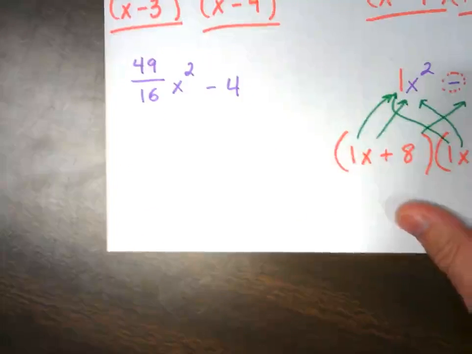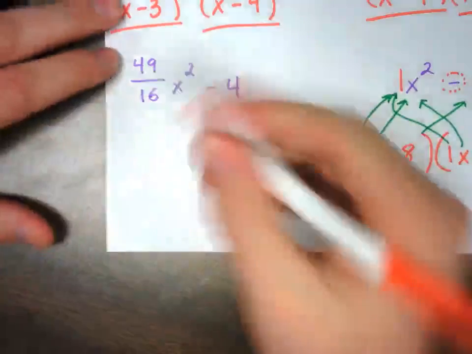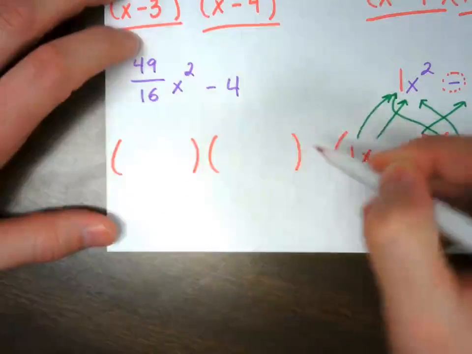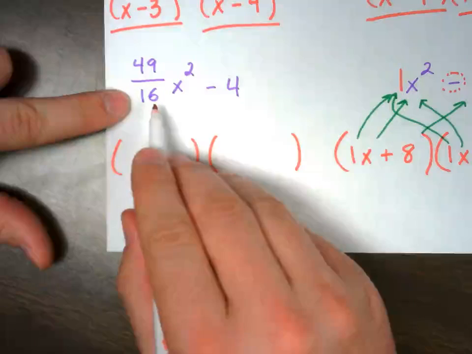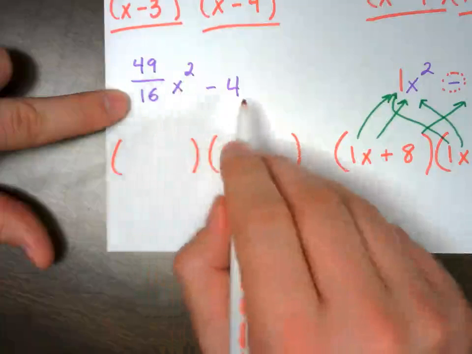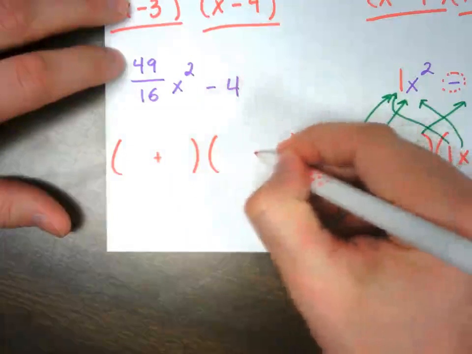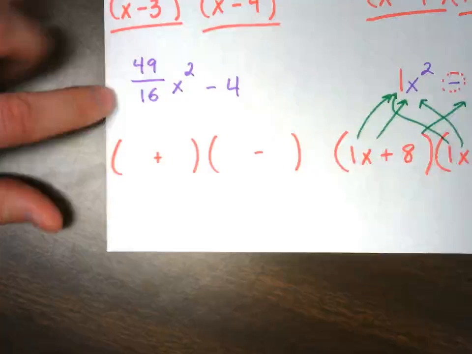For this problem, it's a little more difficult, a little more strenuous, but we're going to follow some of the same concepts. We're going to draw our parentheses. Again, we have 49 is a perfect square, 16 is a perfect square, x squared is a perfect square, and 4 is a perfect square. So we're going to put our plus and our minus, and this is kind of what this looks like. So, stay with me on this.